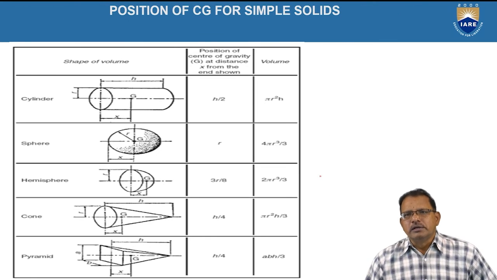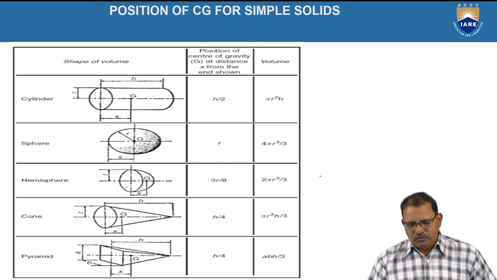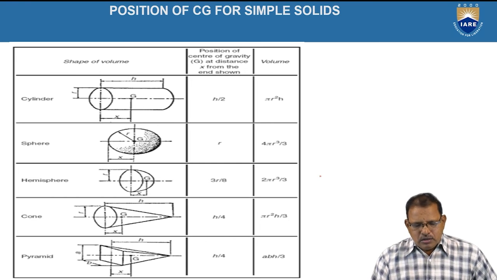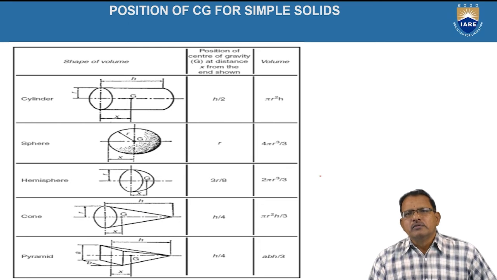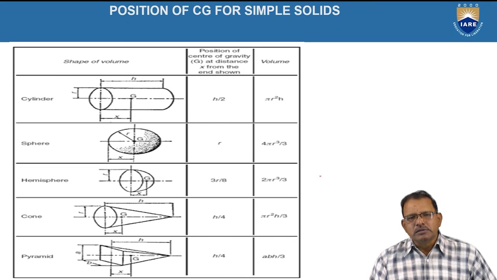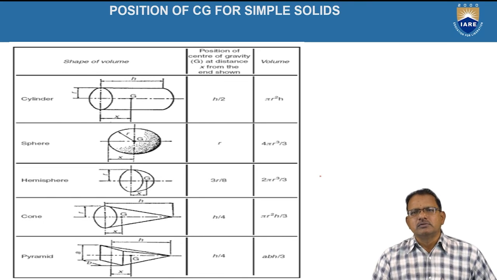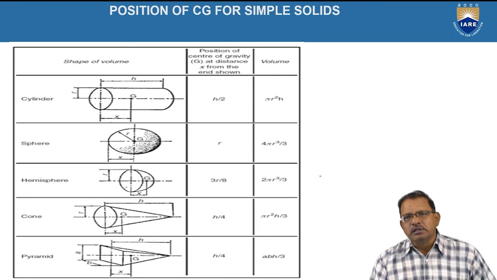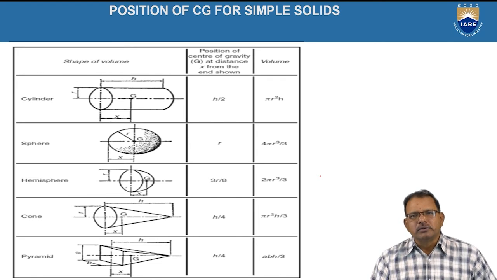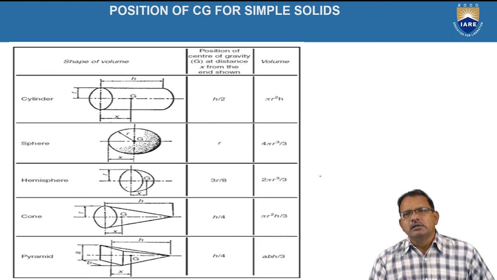And for the solids, for the cylinder, which is having the radius of the circle, the area of the cross section is equal to pi r square, where r stands for the radius of the circle and L, that is h, is representing the length of the cylinder. Then the volume of the cylinder is given by pi r square into h, that is the area of the base circle multiplied by the length of the cylinder.